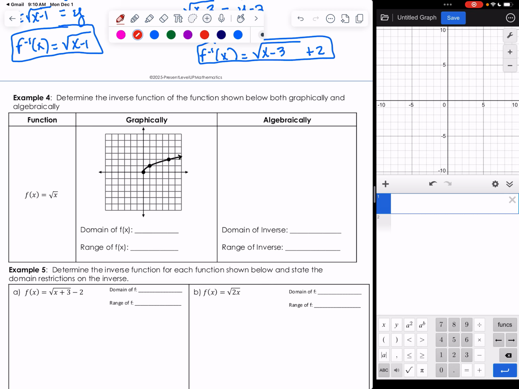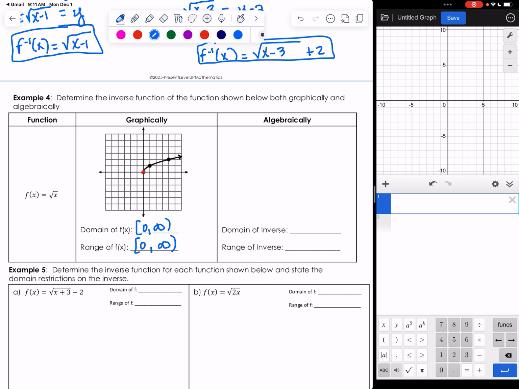And you can clearly see that this function starts at 0 and then continues to the right to infinity. So our domain is going to be 0 to infinity. Now the range, the y values also start at 0 and they continue upwards, which means they also continue to infinity. So in this problem, the domain and range are the same.